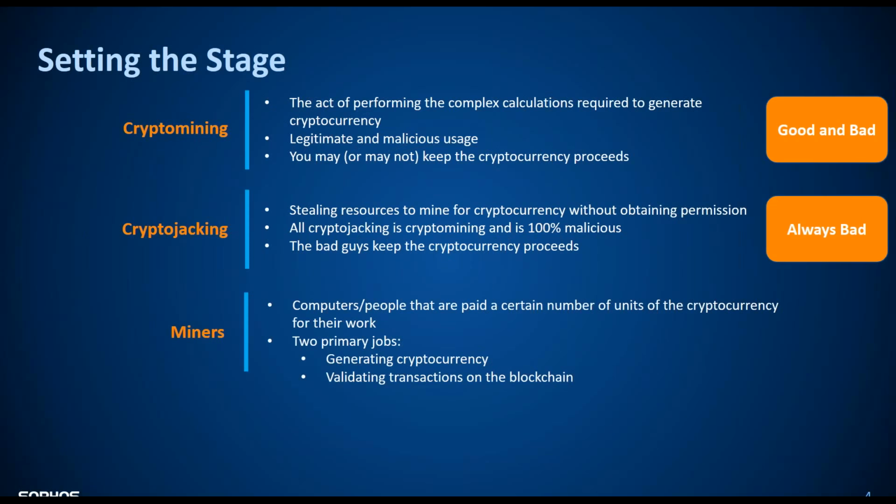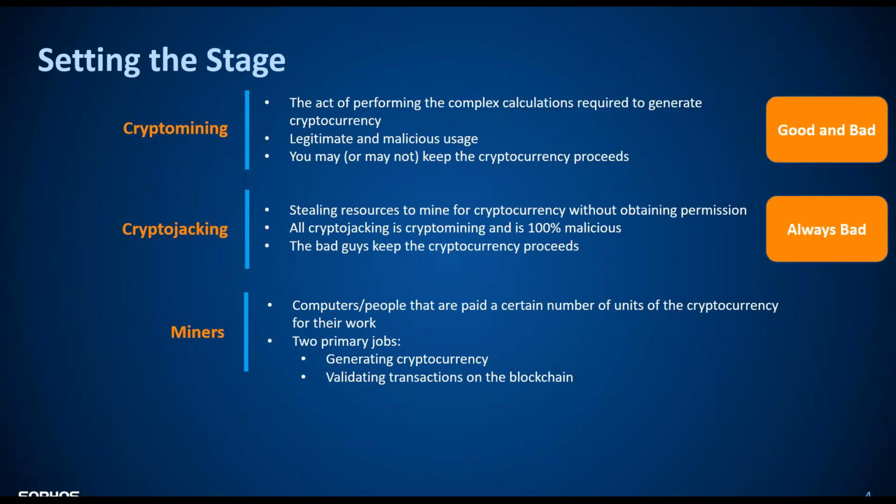So let's talk about miners. Miners are people, or better said computers, that are paid a certain number of units of the cryptocurrency for their work. And they have two primary jobs. The first job, of course, that makes it interesting for miners is generating cryptocurrency. While they are performing the mathematical operations, they have the chance to generate cryptocurrency. And when you think about Bitcoin, if you happen to be the first one to solve this mathematical problem, you will get 1 Bitcoin. And 1 Bitcoin is pretty expensive nowadays, multiple thousand US dollars, so it's interesting for everyone. The second job is not interesting for the miners themselves really, it's interesting for the cryptocurrency infrastructure in the background.